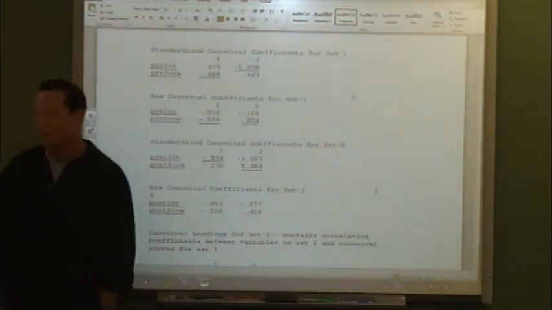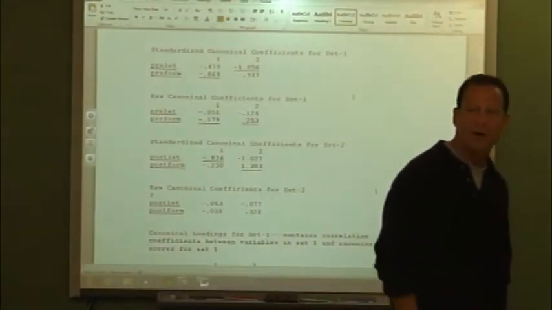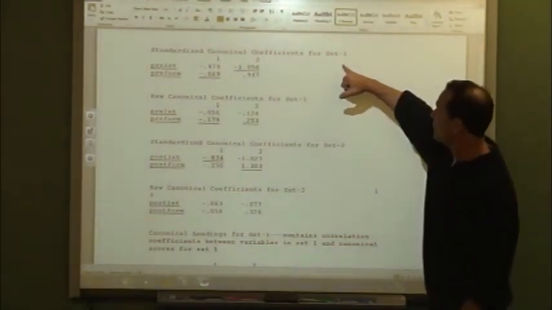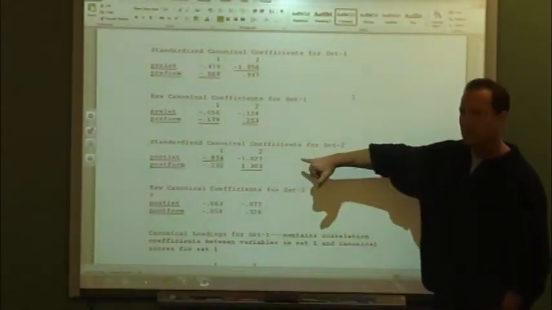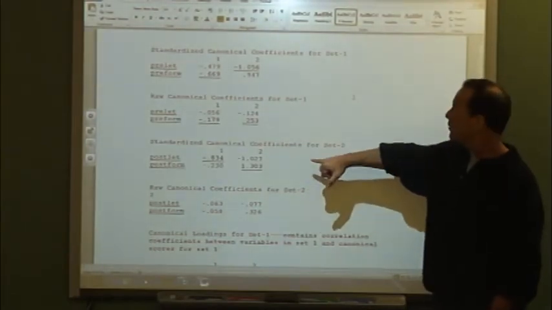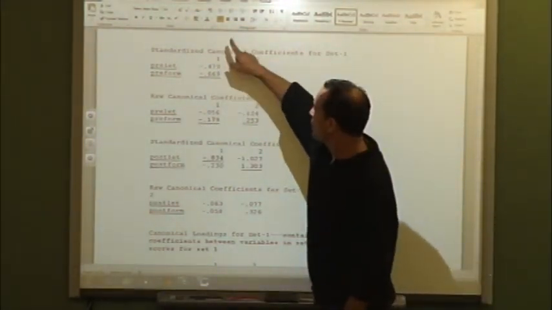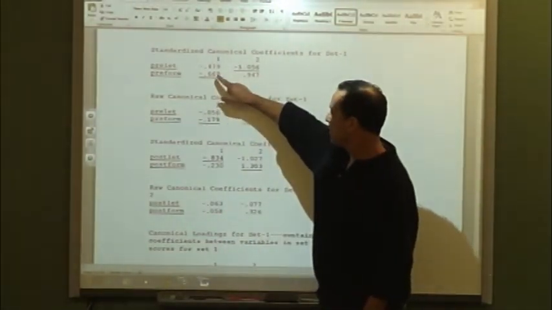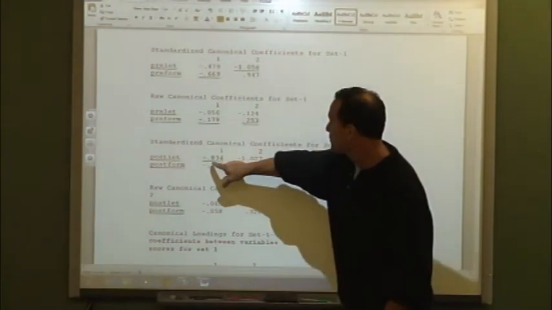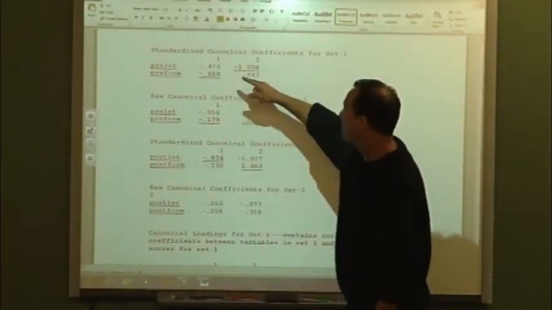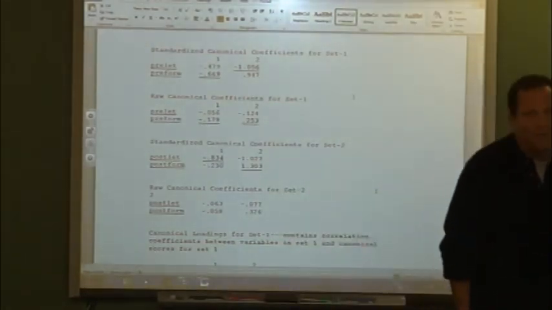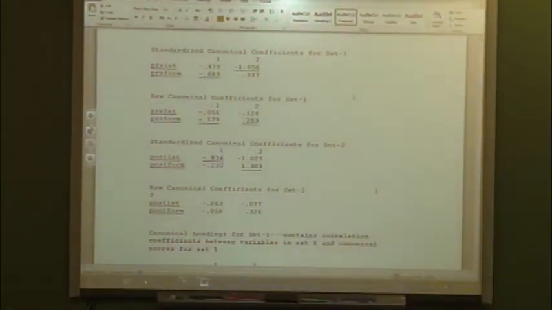But this is when you start interpreting it. This is when you can start making sense. So let's look at the standardized coefficients. Does everybody see you have standardized coefficients for set 1 and for set 2? Do you see the bigger one for the first variate is 0.669, and for the second one, it's 0.834, which means the pre-test on forms goes with the post-test on letters. That's your first function, your first canonical correlation.